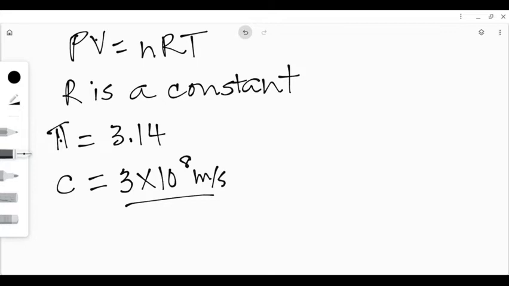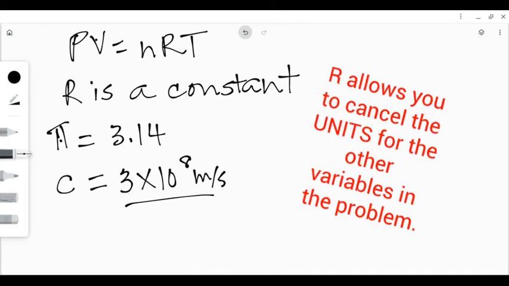Okay, so R is the constant that we're using in the gas law, ideal gas law problems, and its main function is, first of all, to allow us to compare conditions to standard temperature and pressure. And I could go through that and show it to you. But what you really need to know is that R allows you to cancel all those variables in your equation when you're doing the ideal gas law problem.